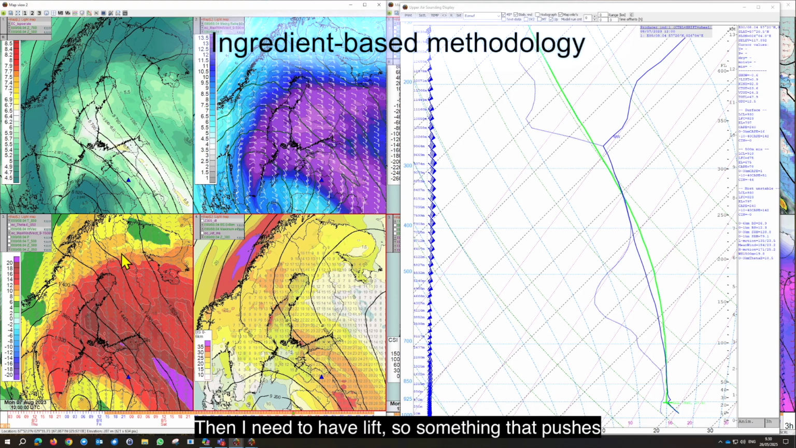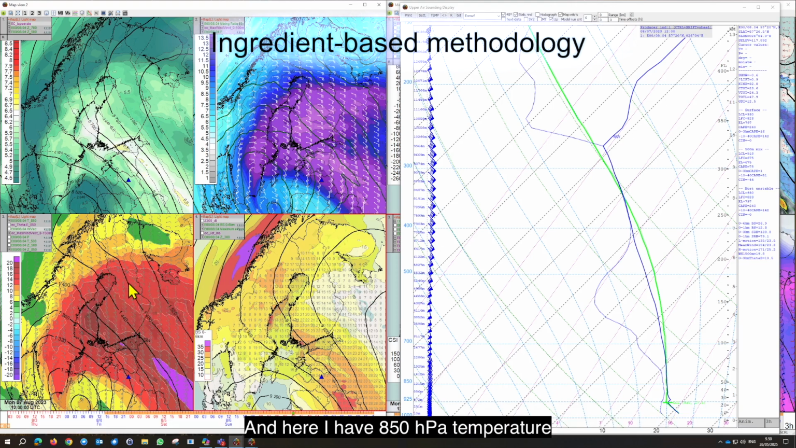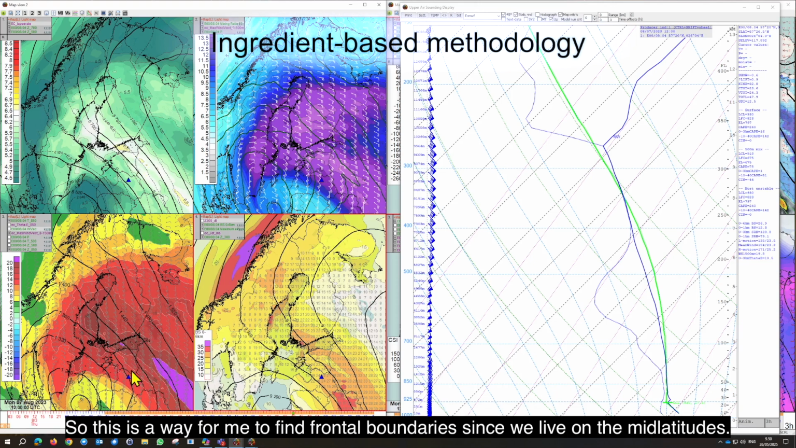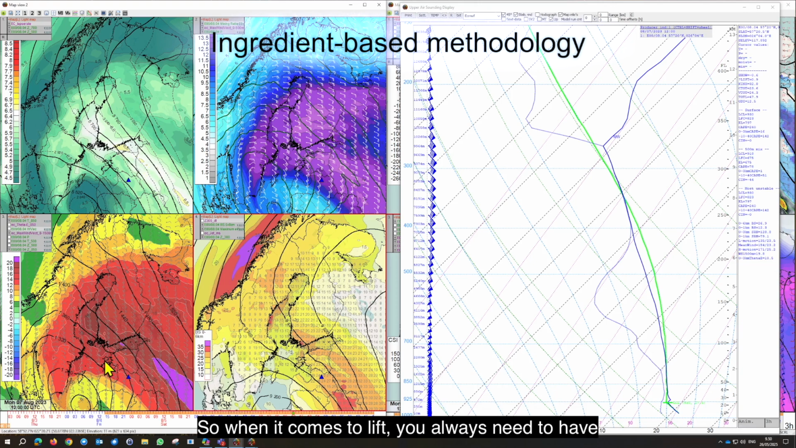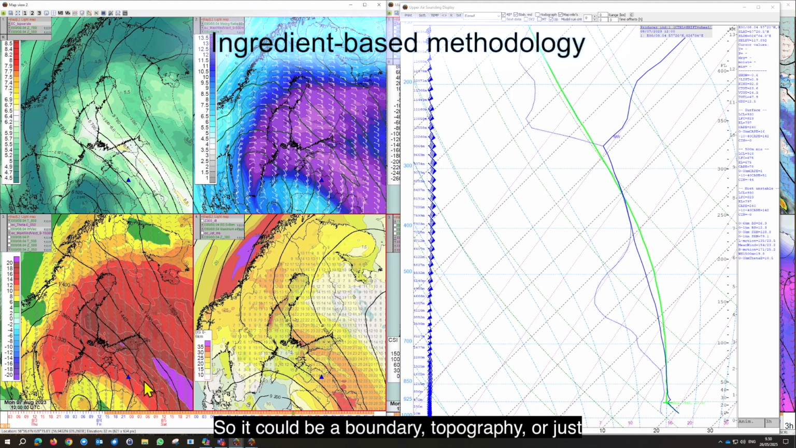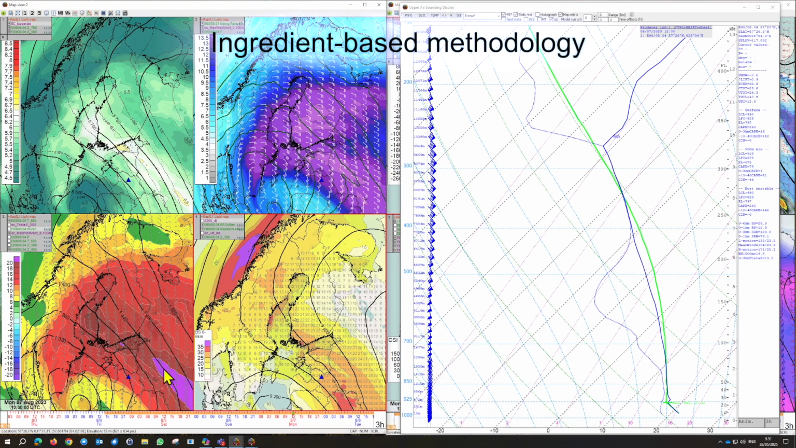Then I need to have lift. So something that pushes these particles higher up in the atmosphere and initiates the convection. And here I have 850 hectopascal temperature as well as geopotential height. So this is a way for me to find frontal boundaries since we live on the mid-latitudes. So when it comes to lift, you always need to have something in a mesoscale that is lifting the parcels higher up in the atmosphere. So it could be a boundary, topography, or just heating off the ground, especially in the tropics.